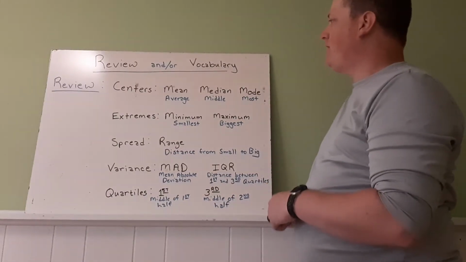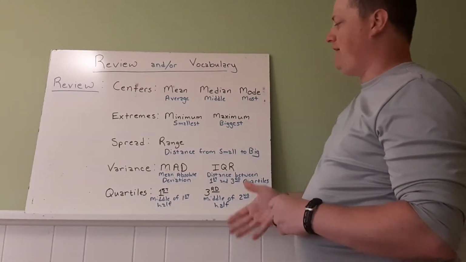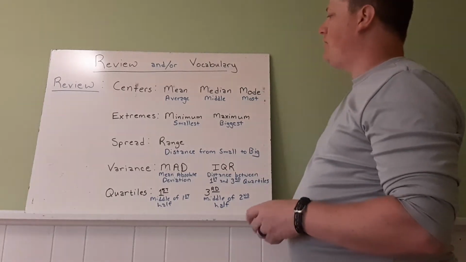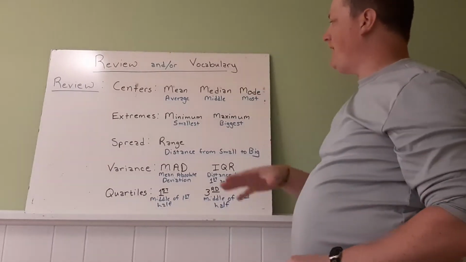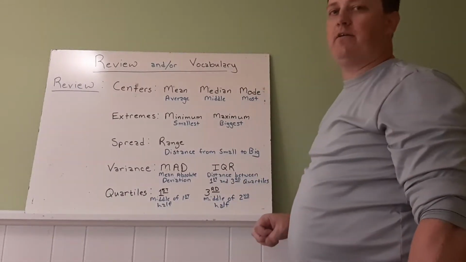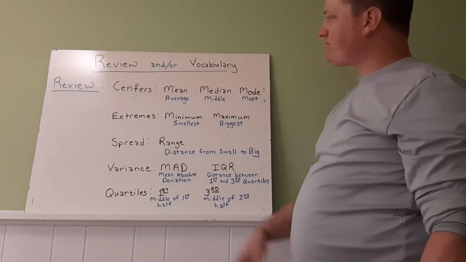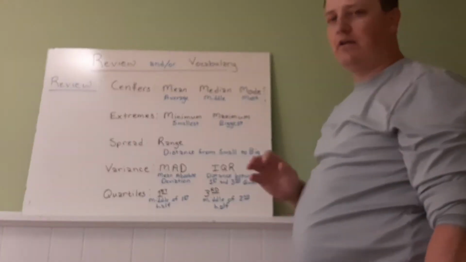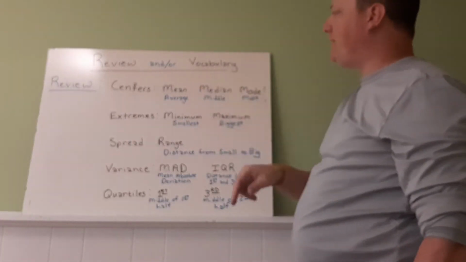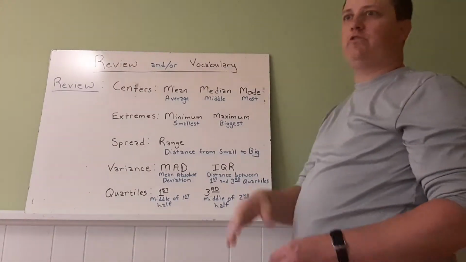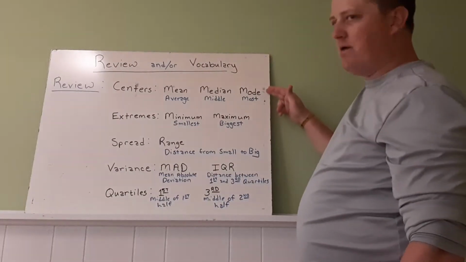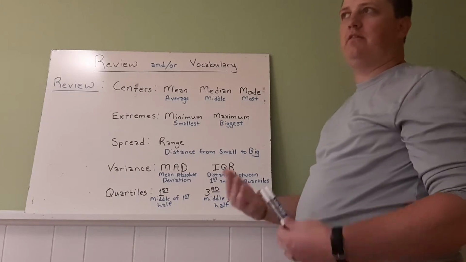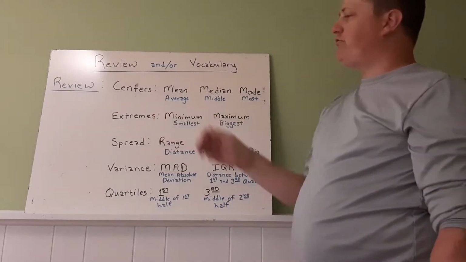So, to review, we first need to look at some of these important words. I have them broken into groups, and I would like you to write these down and remember them. I tried to keep their definitions very short. So we have our centers. There are three types of centers: the mean, which many people call the average; the median, which most of us would refer to as the middle of all the data; and then we have the mode, which is just whatever happens the most.